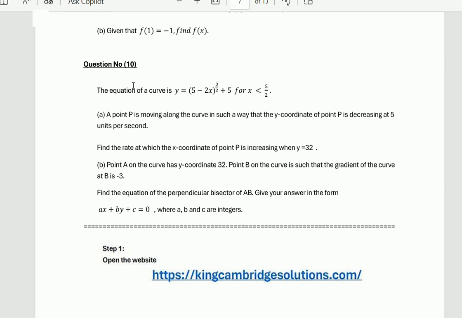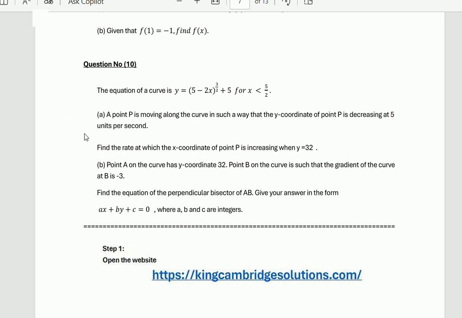The question number 10 is, the equation of a curve is y equal to (5 minus 2x) whole raised to the power 3 by 2 plus 5 for x less than 5 by 2. Part A, point P moves along the curve in such a way that the y coordinate of the point P is decreasing at 5 units per second. Find the rate of change at which the x coordinate of the point P is increasing when y equal to 32.